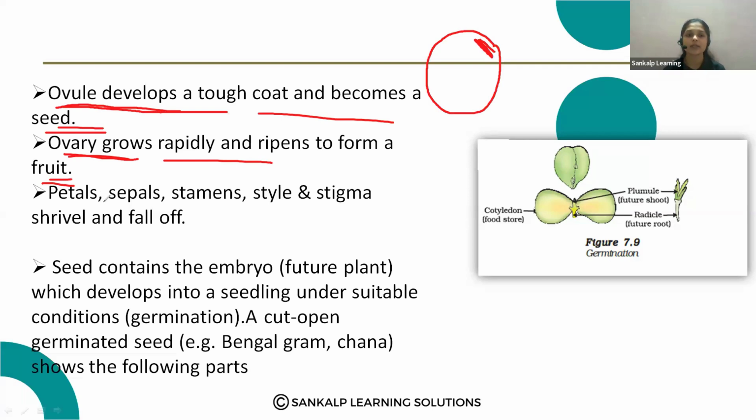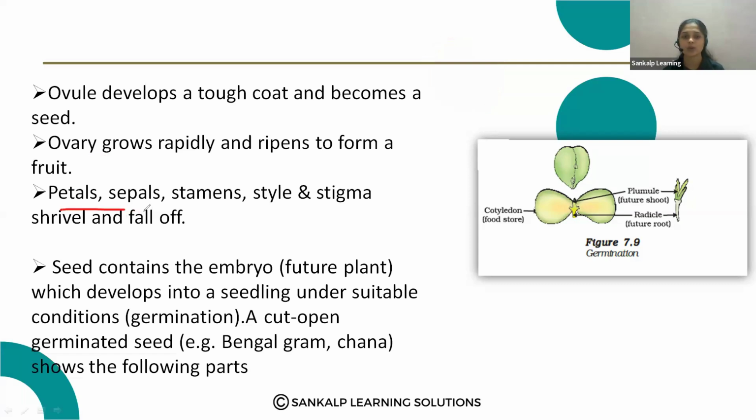And what happens to the remaining parts of the flower? Petals, sepals, stamens, and stigma and style. These all parts will fall off after some time. Petals, the colorful part, also fall off, and sepals, stamens, style and stigma. These all will fall off after some time. So that is what happens in the sexual reproduction of the plant.